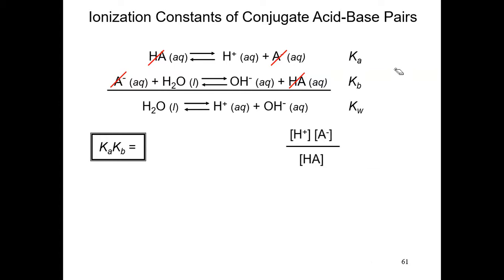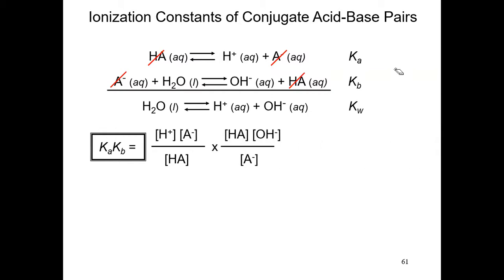Let's write out Ka, right? That would be hydrogen times conjugate base divided by the acid. And then Kb would be acid times hydroxide divided by the conjugate base. And once more, algebra here. We're going to cancel out the conjugate bases. We're going to cancel out the hydrogen, the unionized acid. And we end up with the product of hydrogen times hydroxide ions, which is essentially the same as Kw.